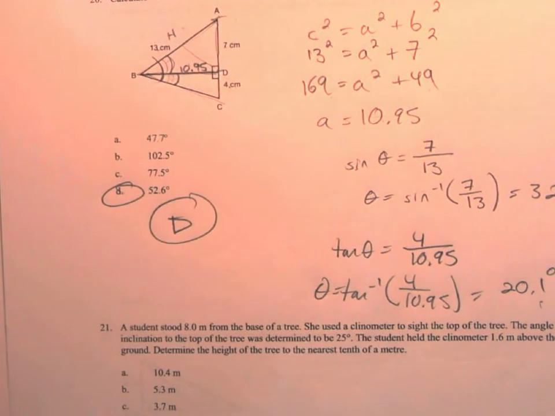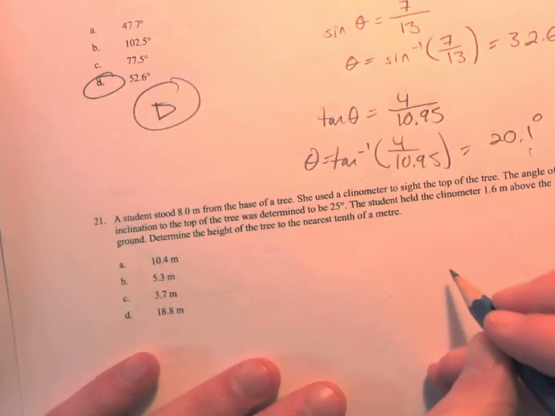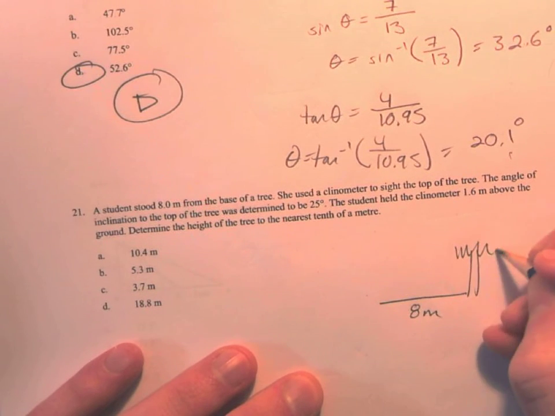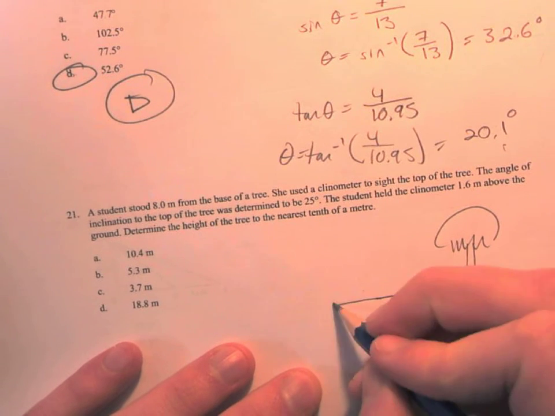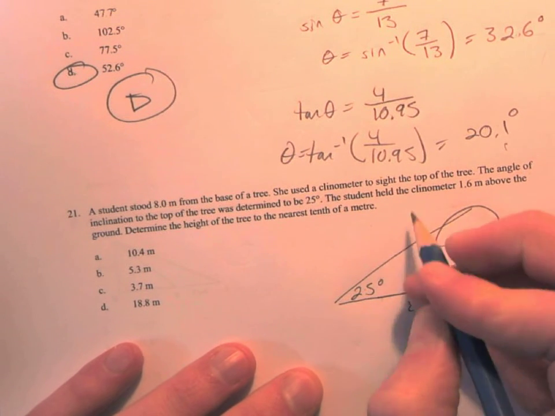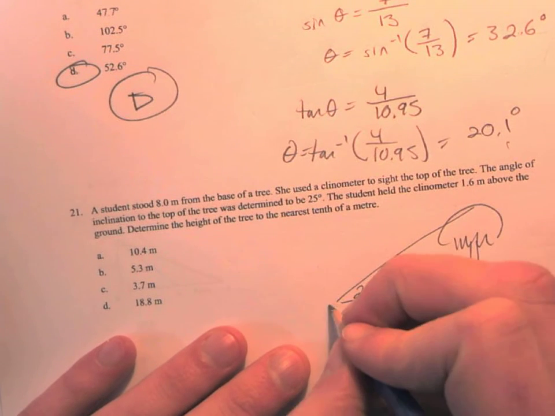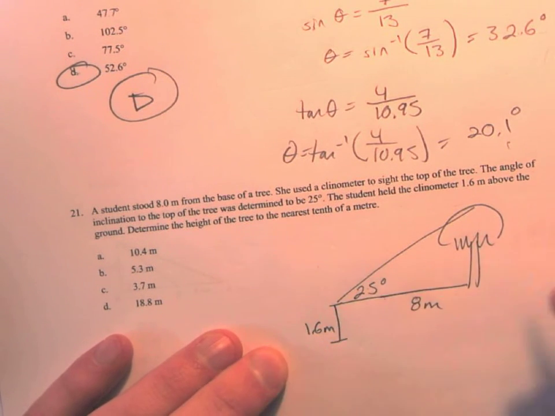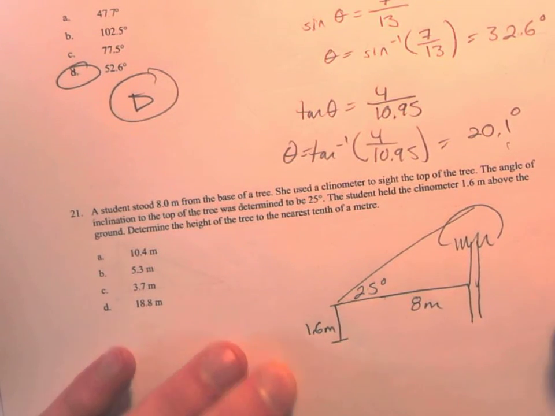There we go. Alright, a student stood 8 meters from the base of a tree. She used a clinometer to sight the top of the tree. So here's our tree. A clinometer is like an angle thing, to be 25 degrees here. The student held the clinometer 1.6 meters above the ground. 1.6 meters above the ground here. Determine the height of the tree. I guess the tree is that high as well, to the nearest tenth of a meter.